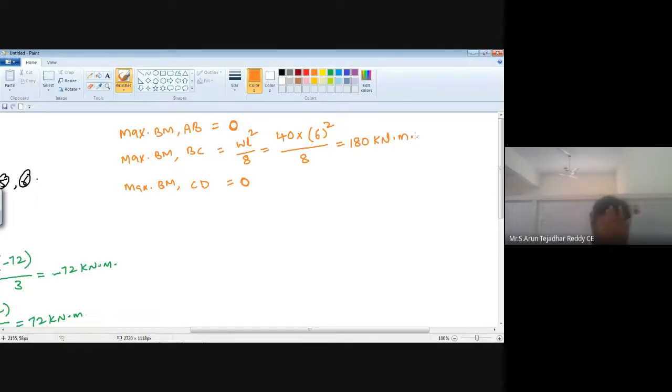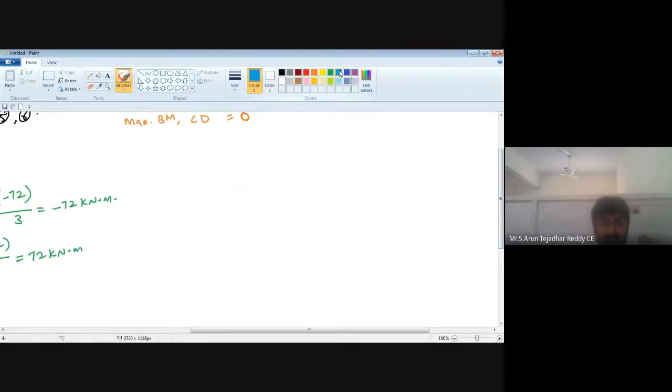Now, based on these two values, draw your final bending moment diagram. But what about the sign convention here? See, here we have final moment values, one is positive, the other is negative. What about the sign convention here? That is important. First column A, B. Next is beam B to C. Next is C to D.